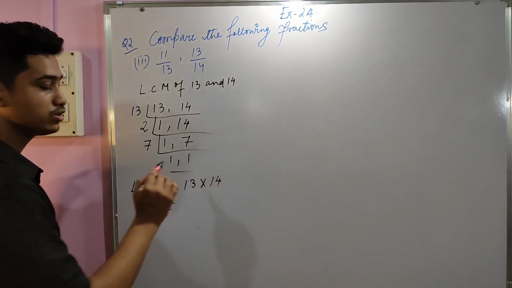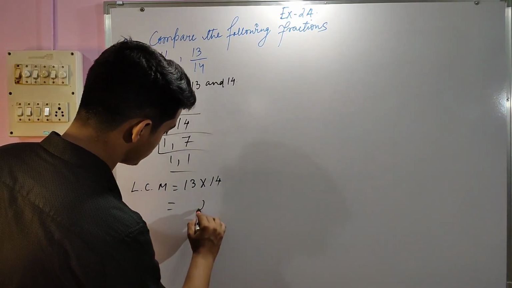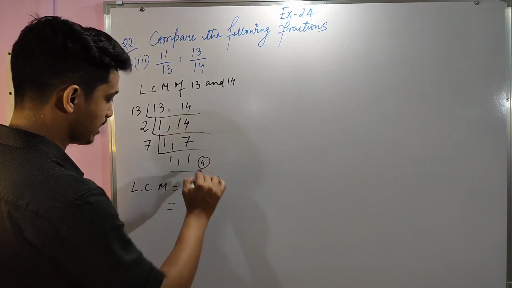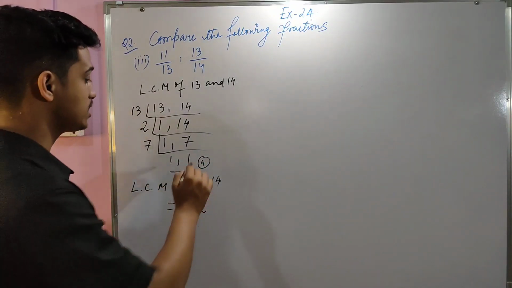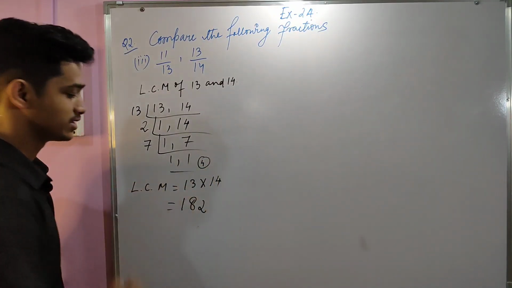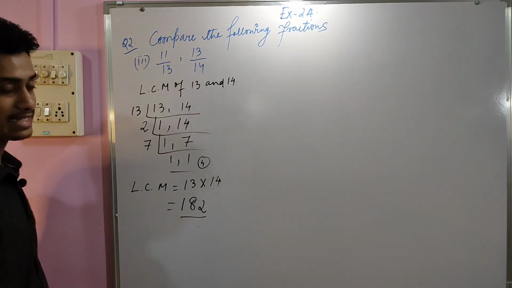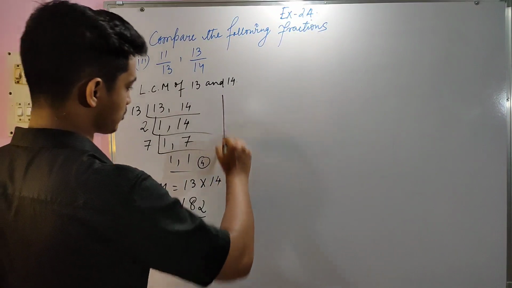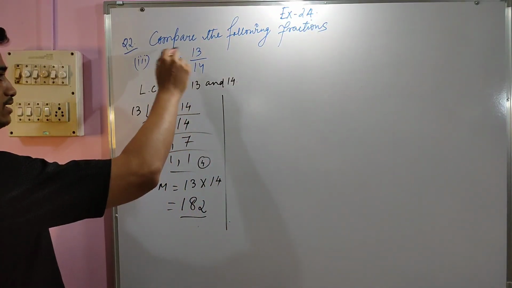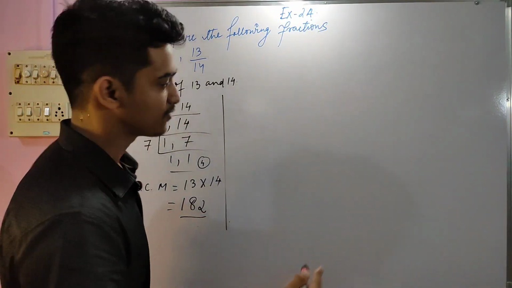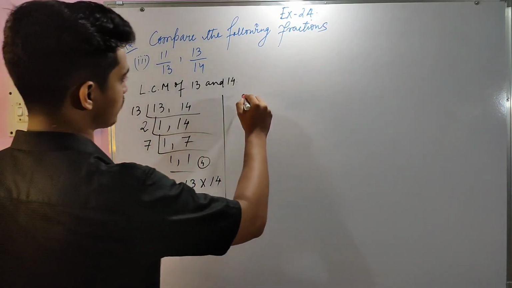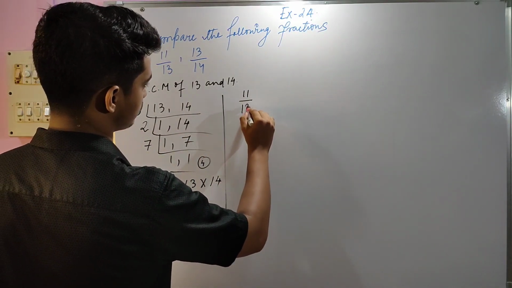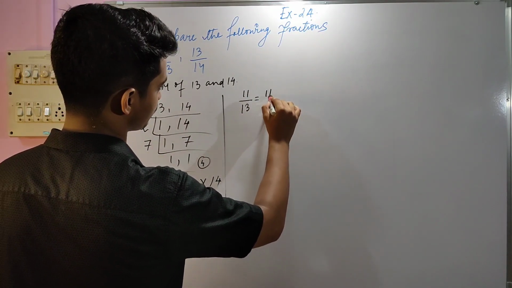So 14 into 3 is what? 14 into 3 is 42, 4 will carry, and 14 into 1 is 14 plus 4 is 18, right? So 182 is the LCM of 13 and 14. So the next process is we have to convert these two fractions into like fractions, or we can say equivalent fractions. So 11 by 13, for 11 by 13 what do we have to do?